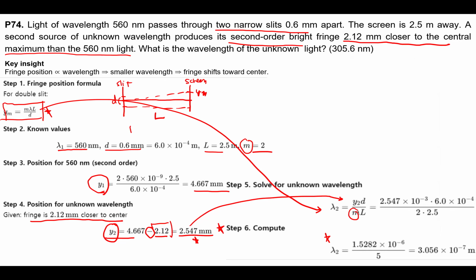And once you know the Y2 distance, we note that D and L do not change, right? This is the same slit, same screen, so they don't change. Only Y2 will be determined, and this is directly related to lambda 2.